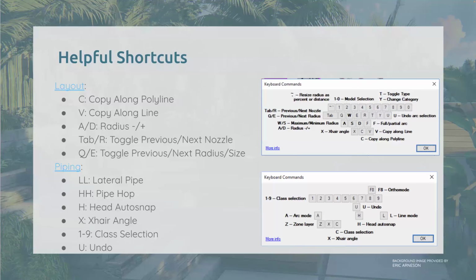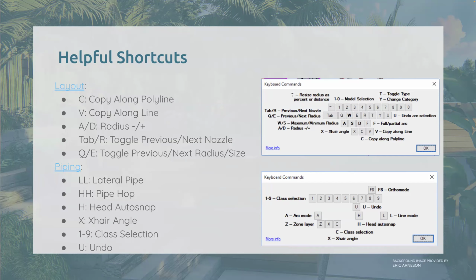Alrighty, so shortcuts. These are definitely very, very helpful time-saving tools that will help you lay out your heads quickly, changing heads, changing radiuses, changing nozzle, selecting all these different things on the fly. Same thing goes with piping. You can change your classes quickly if you're using multiple classes.